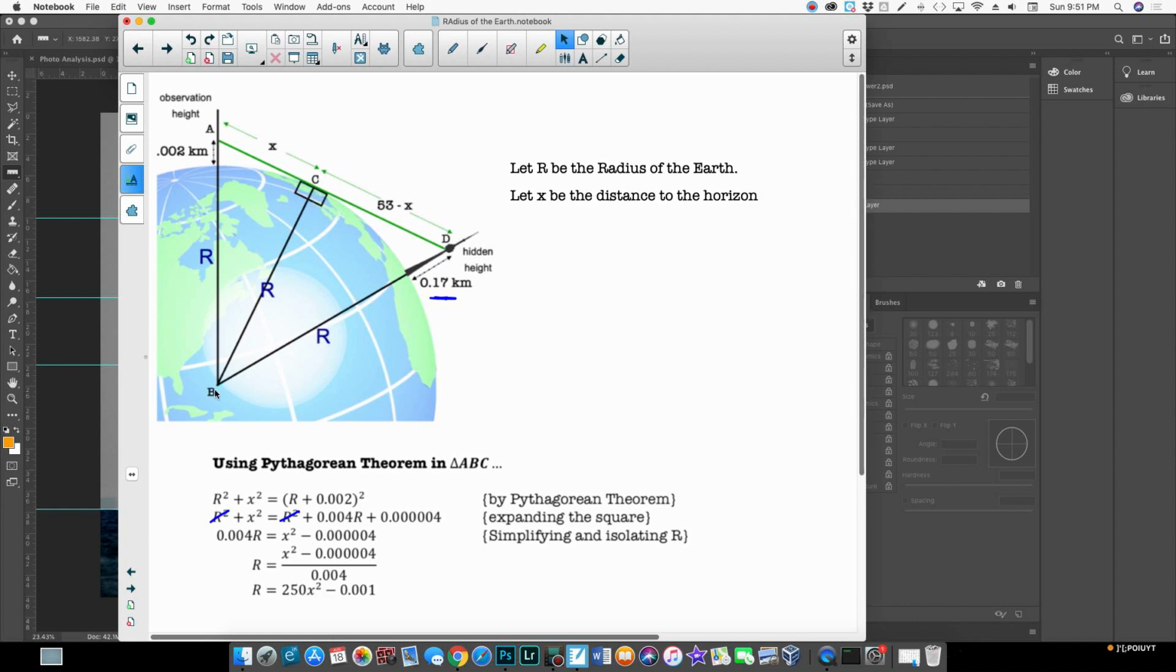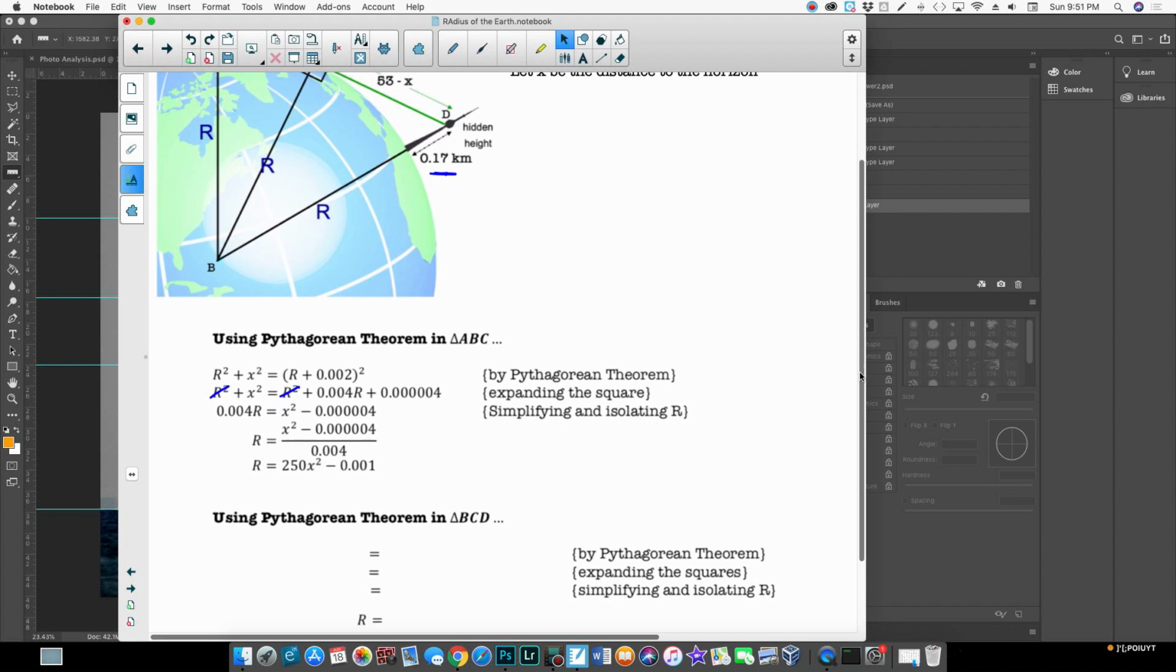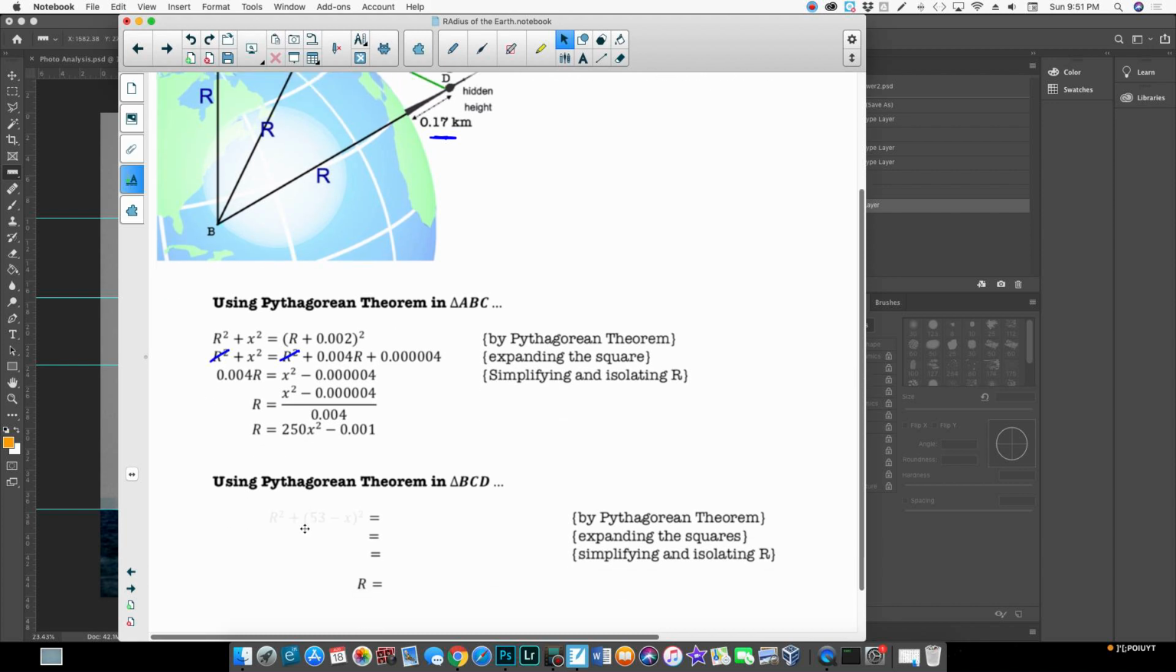Now I'm going to go over to the second triangle and do the exact same thing with it. So my a squared plus b squared equals c squared. This is going to be my a, this is going to be my b, and then my c this time is r plus 0.17. So what does that look like with Pythagorean theorem? Well, exactly like this. r squared plus (53 minus x) squared equals (r plus 0.17) squared.